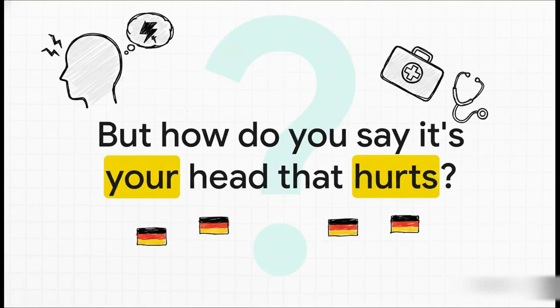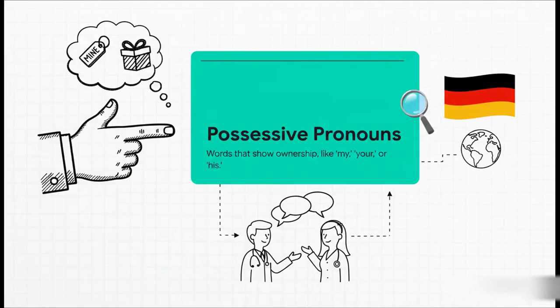Okay, but knowing the word for pains isn't quite enough, is it? I mean, you can't just walk in and say, head hurts. You need to say, my head hurts. So how do you actually do that in German? How do you show it belongs to you? And the answer to that question is our first major grammar tool, possessive pronouns. It sounds fancy, but it's really simple. These are just the little words that show something belongs to someone, like my, your, or his in English. They're the glue that connects the symptom directly to you.